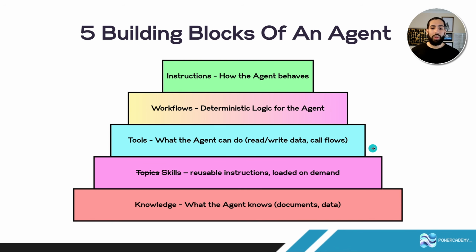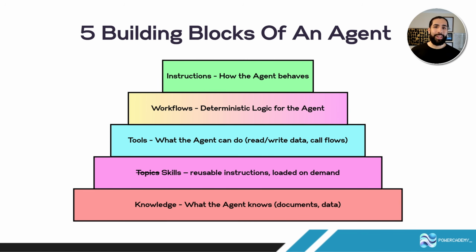You've got tools, so what the agent can do: read, write data, call flows, call the MCP, those types of things, still available. Workflows, so we actually have deterministic logic for the agent, which is the new layer, which is kind of replacing topics as well as agent flows. And then we've got instructions here in the top layer, which is how the agent behaves, which I believe will be a centerpiece of all of our AI agents for a very long time.